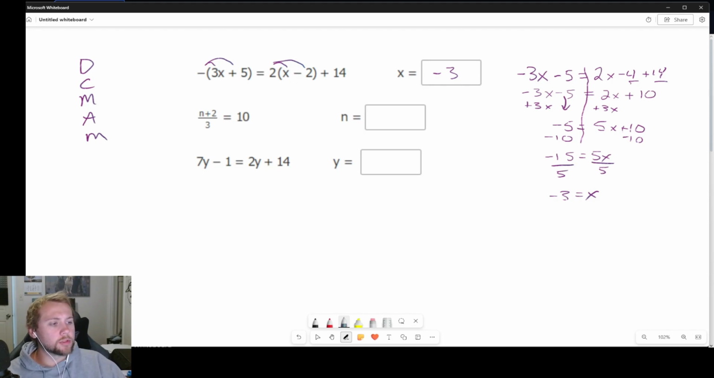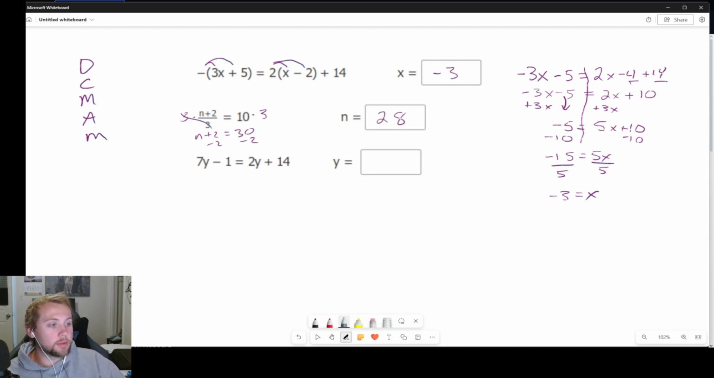This next one, we're going to just simply multiply by 3, which is the opposite of dividing by 3, on both sides. I get n plus 2 is equal to a 30. And then I subtract 2 on both sides to get 28.